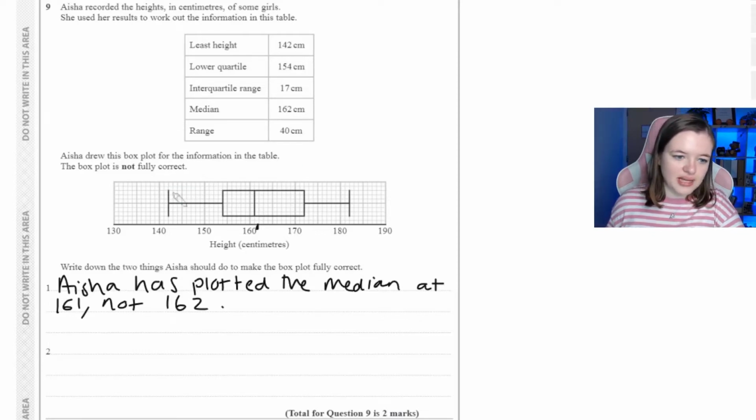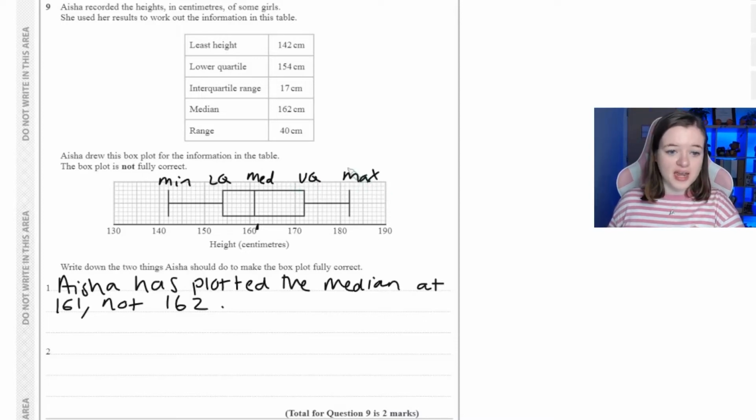So actually, should probably mention that is the min, lower quartile, median, upper quartile, and max. That's what all the lines mean. And then we've been given interquartile range and range. We have not been given the upper quartile and the max. So we need to use these to find the upper quartile and the max to make sure they're plotted correctly.